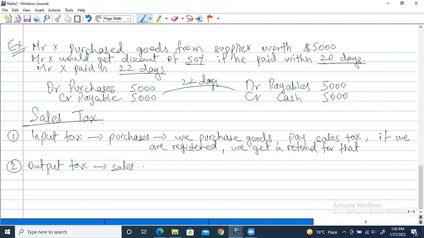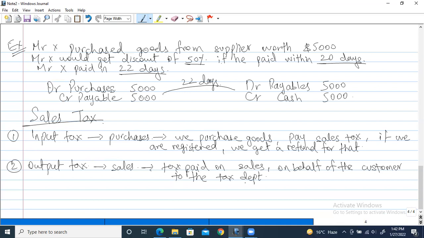Okay, now output tax is the tax paid on sales on behalf of the customer to the tax department.